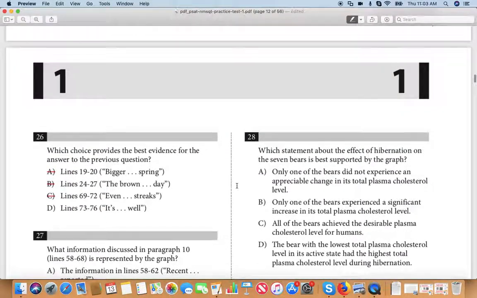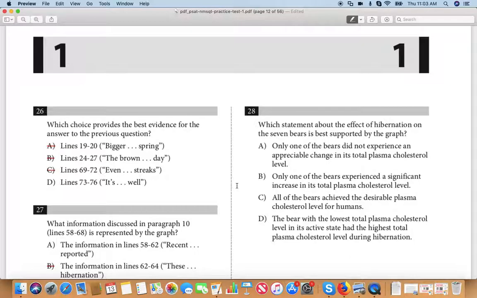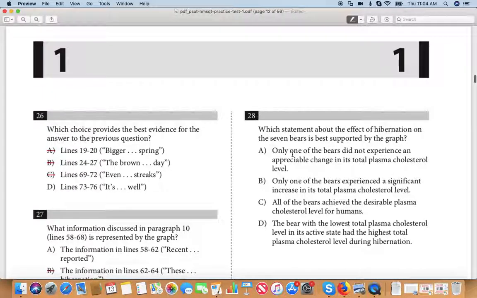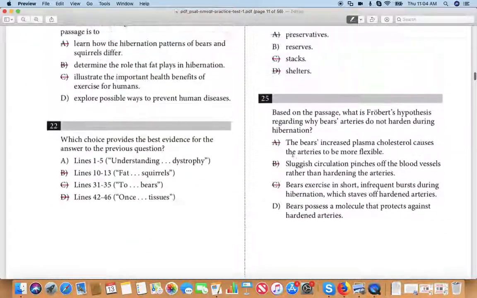All right. Lastly, let's wrap it up here with question 28. Irene, go ahead and read that question, please. Which statement about the effect of hibernation on the 7 bears is best supported by the graph? Okay. Let's read the answer choices and test them. Go ahead and read A for me, please. Only one did not experience an appreciable change in its total plasma cholesterol level. Only one of the bears did not experience an appreciable, which means significant, change. Did only one of the bears not experience a significant change in its total plasma cholesterol level?